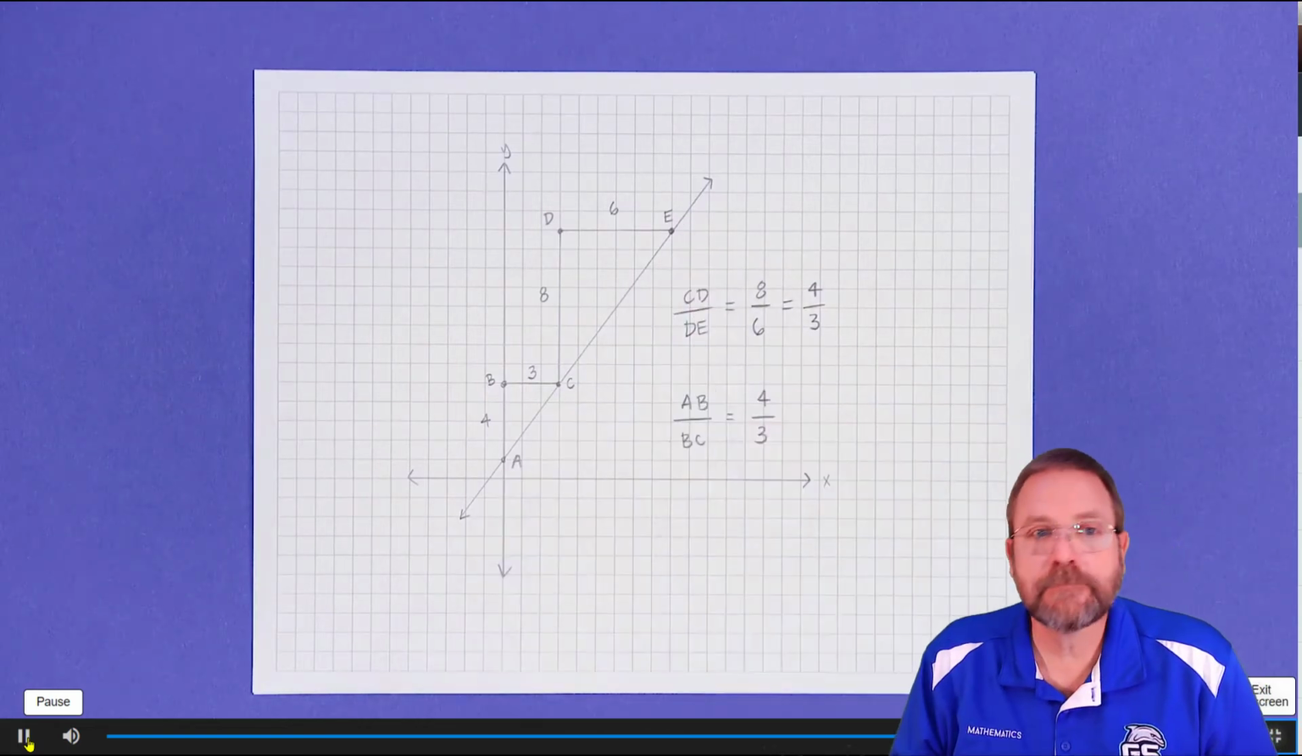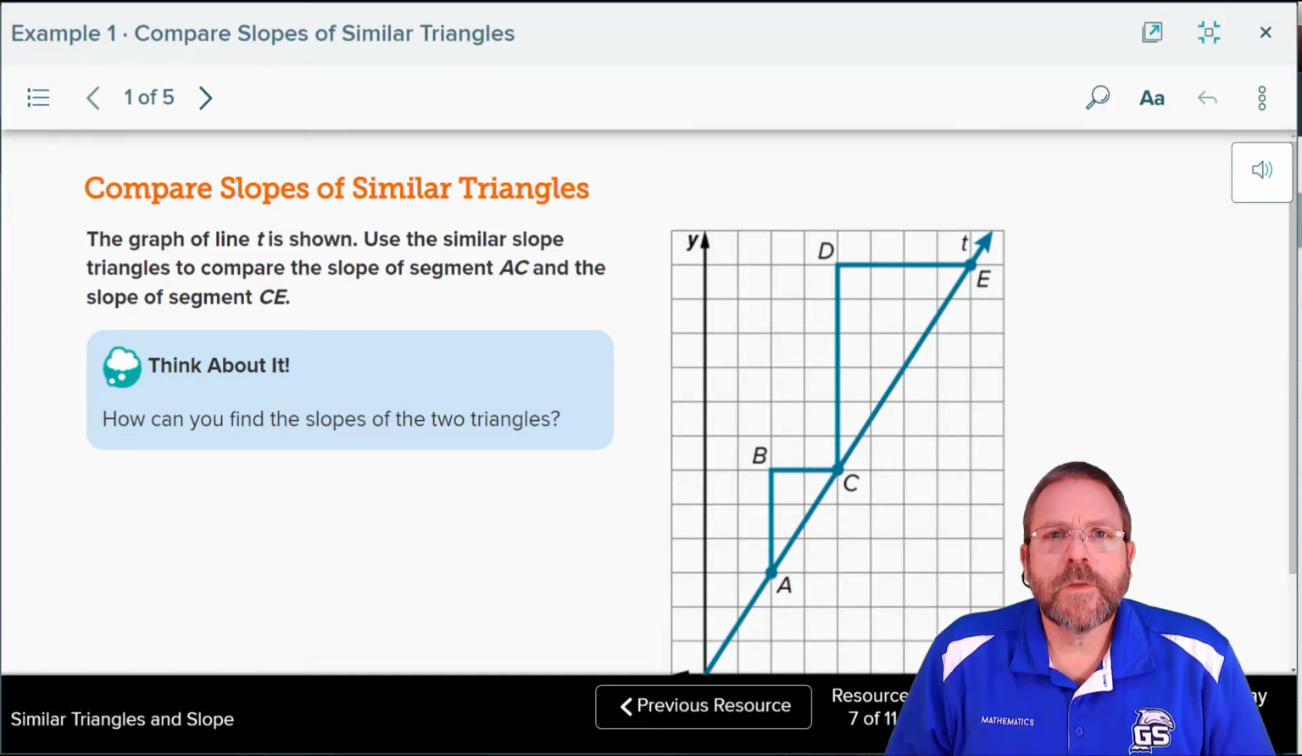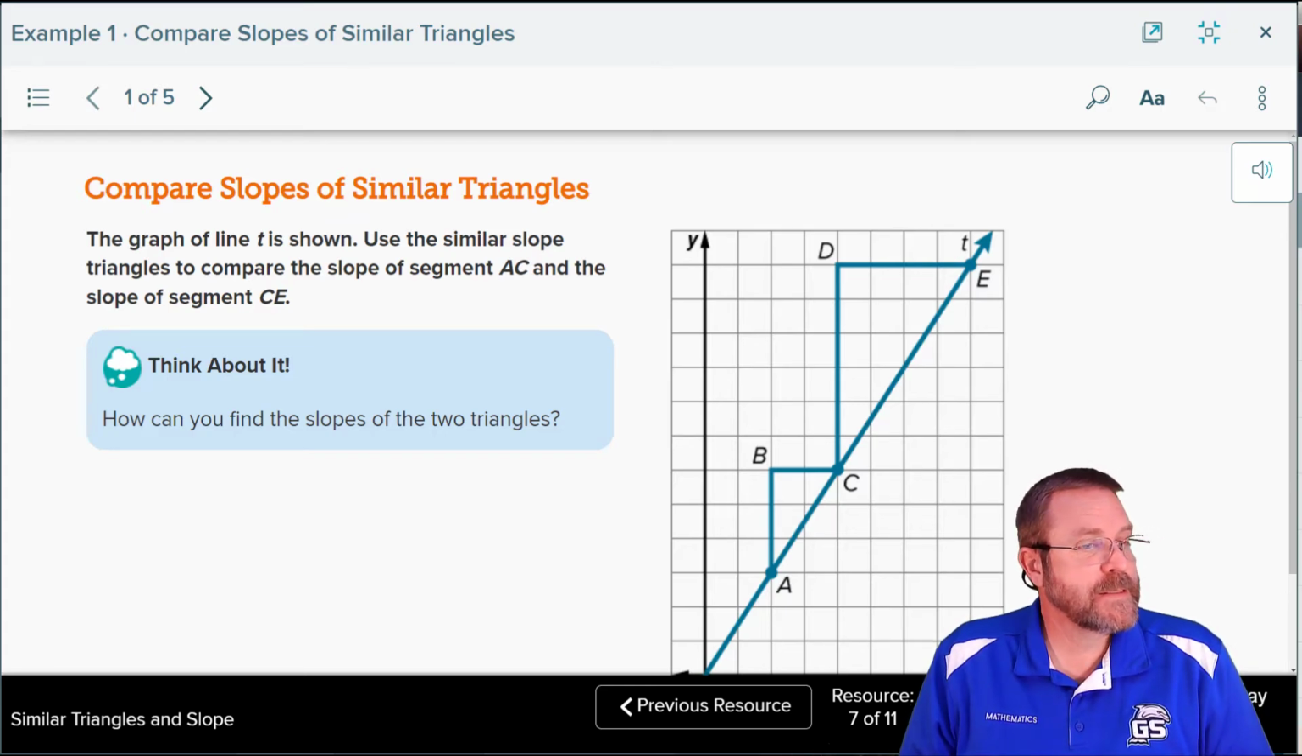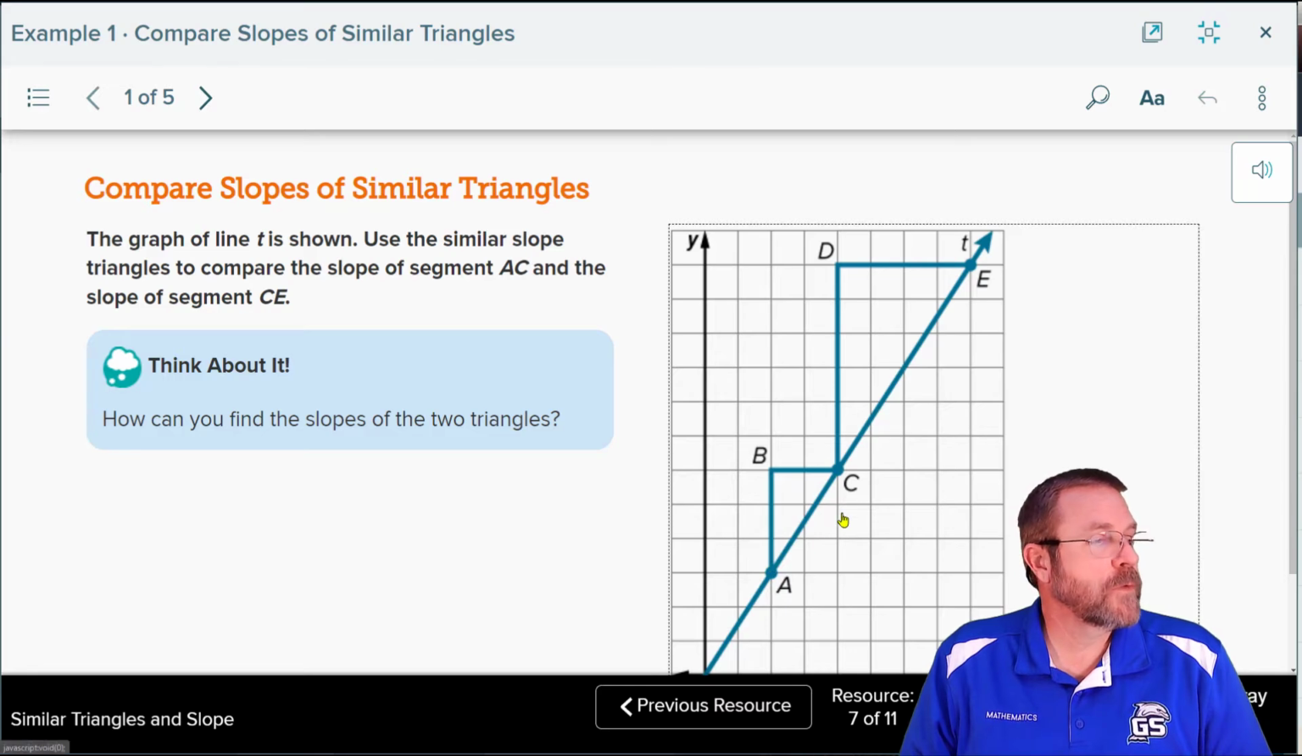Well, okay then. That looks pretty good. So let's look at example 1. It says the graph of line T is shown. Use these similar slope triangles to compare the slope of segment AC, that's right here, to segment CE. That's going to be right here.